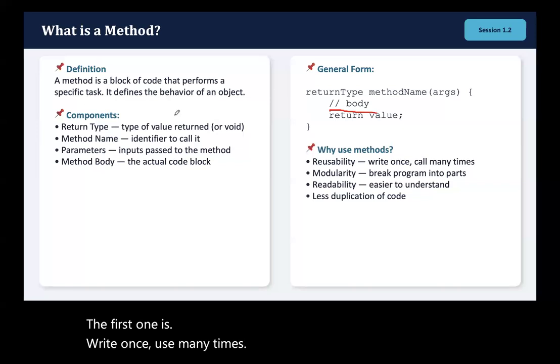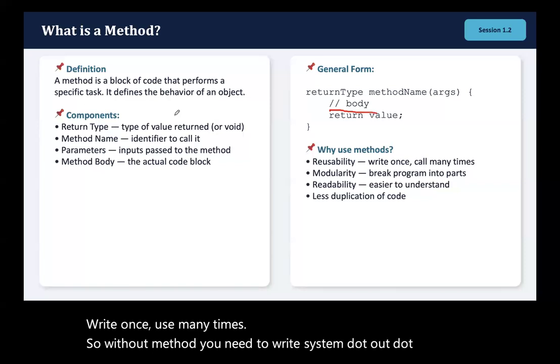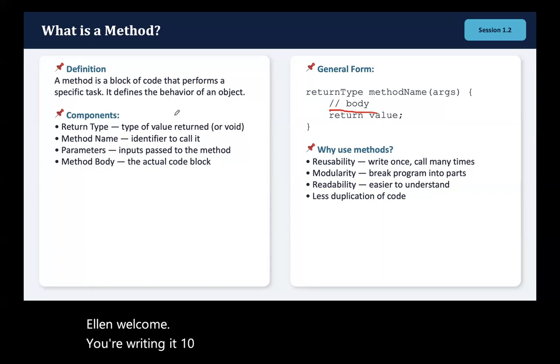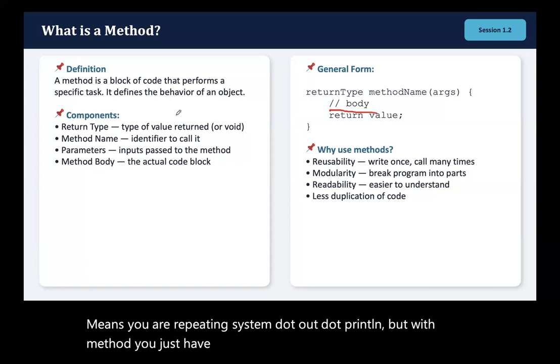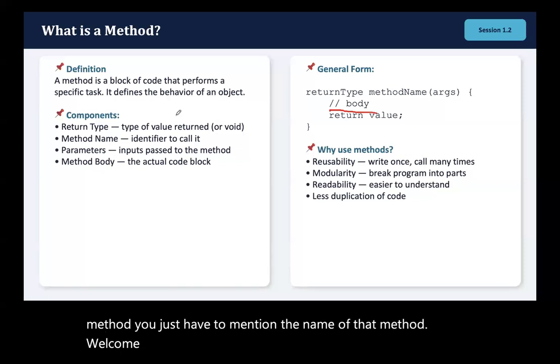So without a method, you need to write system.out.println welcome, and you're writing it 10 times or 100 times. That means you are repeating system.out.println. But with a method, you just have to mention the name of that method, welcome or greet. Our example was greet. So you just have to write the method name. So less code, same result.